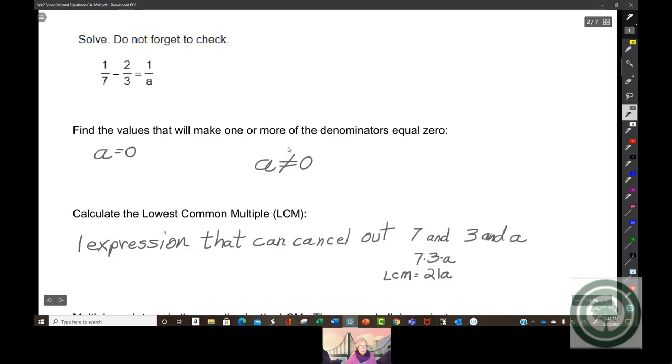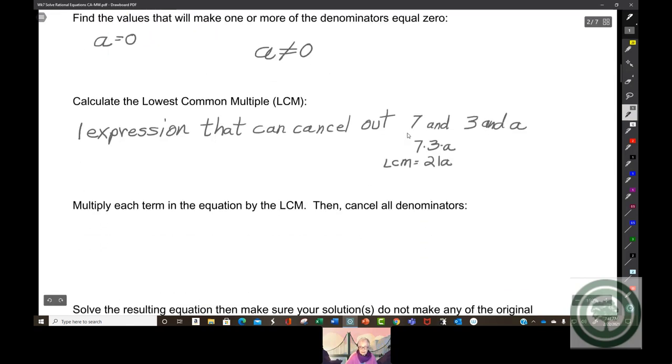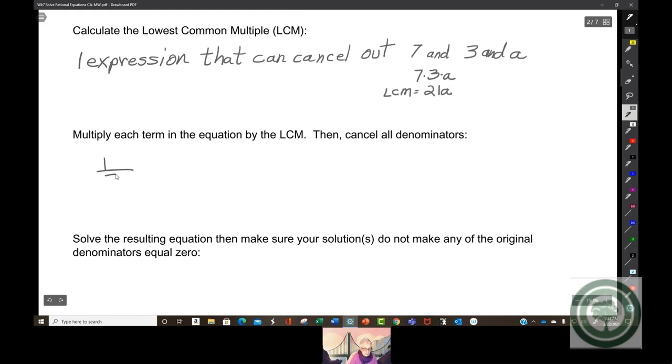And this is how we're going to use it. 1/7 minus 2/3. Notice how funny I drew those fraction bars. That's because of what I'm about to do. Let me write this in violet. This is the strategy for solving rational equations, all the ones that are not proportions. I multiply every term in this equation, 1, 2, 3 terms. I multiply them by 21A.